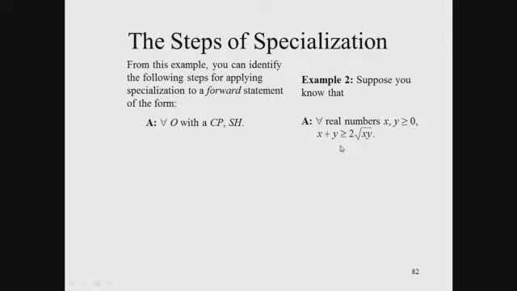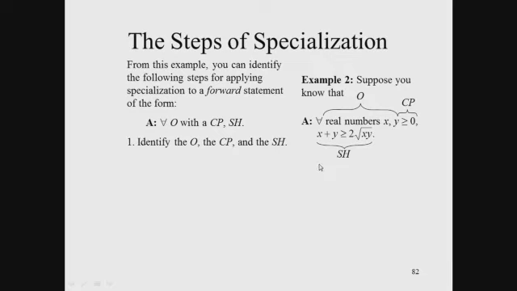So let's suppose that you know that for all real numbers x and y that are non-negative, x plus y is greater than or equal to 2 times the square root of xy. Let's look at the steps of specialization. When you see a for all statement in the forward process, think about specialization, and to use specialization, first, identify the objects, the certain property, and the something that happens. So let's do that for this example. What are the objects here? Real numbers x and y, grab the whole thing, right? What's the certain property? Being greater than or equal to 0. And the something that happens: x plus y is greater than or equal to 2 times the square root of xy.